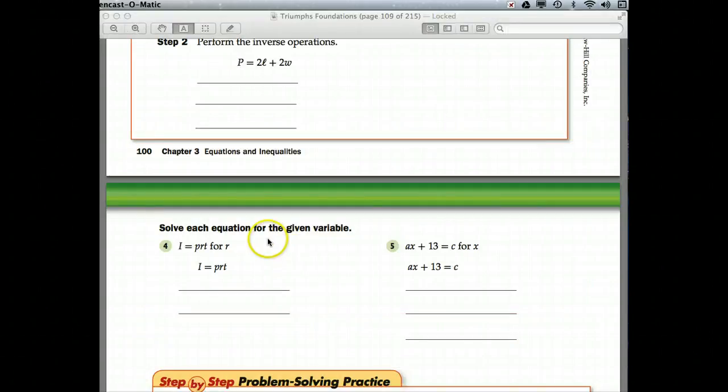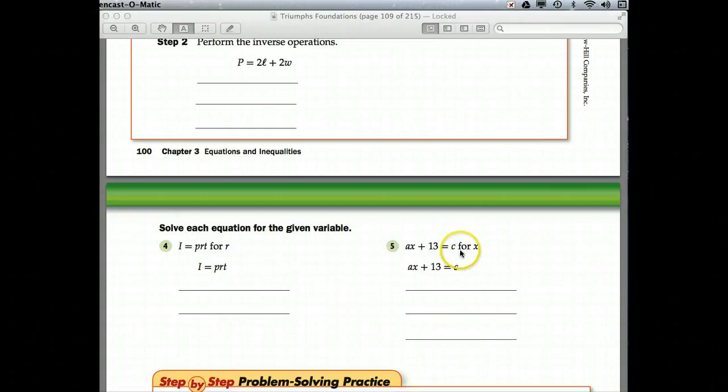Let's do a little more practice here. We're to solve, this is the formula for interest: principal times rate times time, and they want us to solve for R. What operation are we performing here? Good job, we're multiplying each one of those terms. So that means we need to divide both sides by whatever is with the R. So divide both sides by PT.